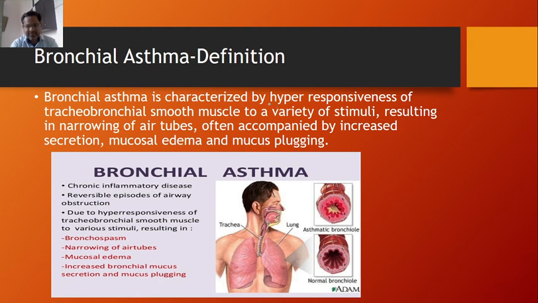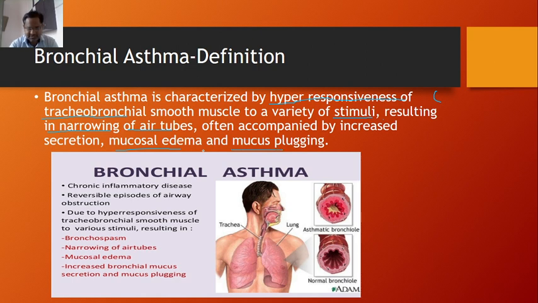There is an abnormal sensitivity to external stimuli or internal stimuli, of the tracheobronchial smooth muscle, meaning the trachea and the bronchial smooth muscles, to a variety of stimuli. The stimuli may be internal or external, resulting in narrowing of air tubes. By narrowing of air tubes, there is bronchoconstriction, often accompanied by increased secretion, mucosal edema and mucus plugging.